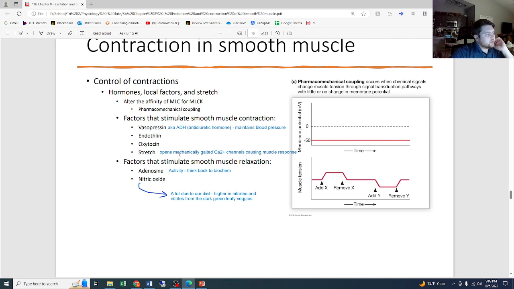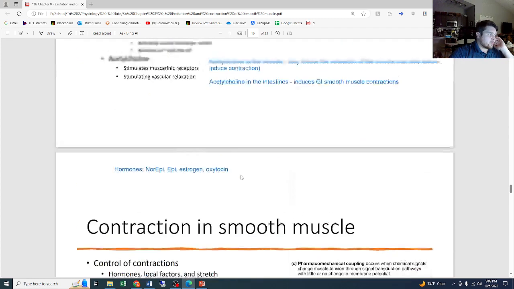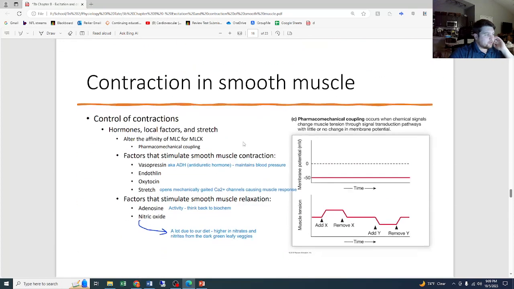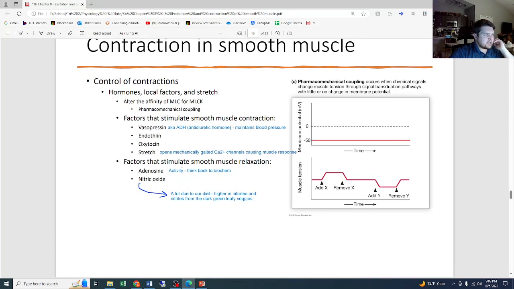And then the stretch reflex, where we have mechanically gated calcium channels, which will open just like in the intestine, is a good example of that. Some of the factors that stimulate the smooth muscle relaxation, and we talked about using an EpiPen for allergic reaction, but also adenosine.